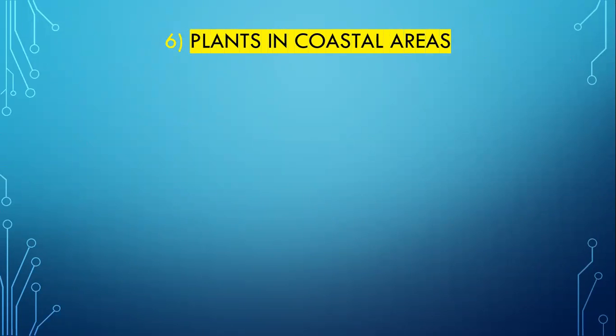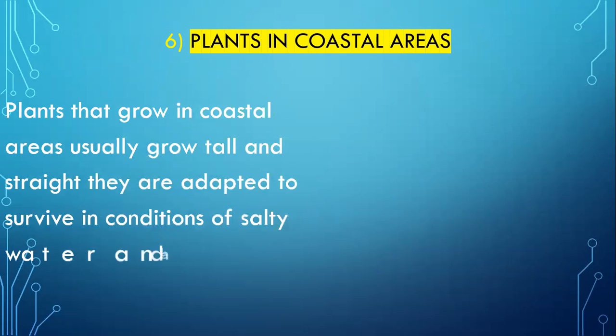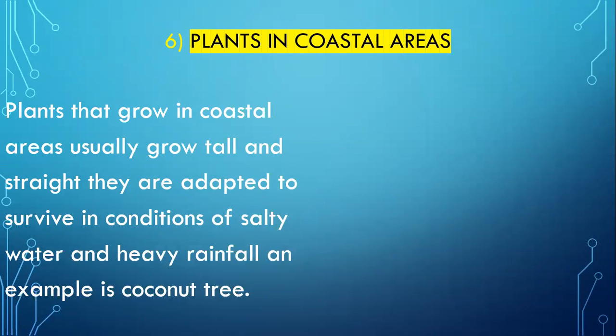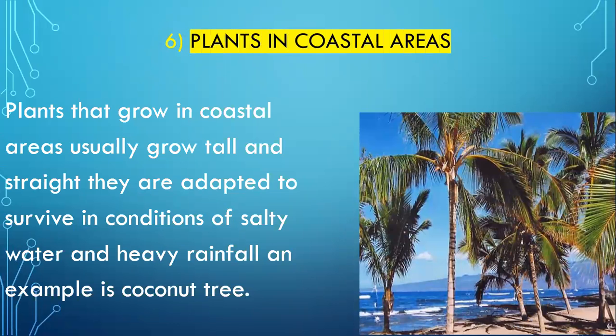Now the sixth category is plants in coastal areas. That is also an important one. Plants that grow in coastal areas usually grow tall and straight. They are adapted to survive in conditions of salty water and heavy rainfall. One of the most important examples of this category is the coconut tree. See, there is a beautiful picture of a coconut tree. You can easily recognize it. Such plants can be grown in coastal areas.